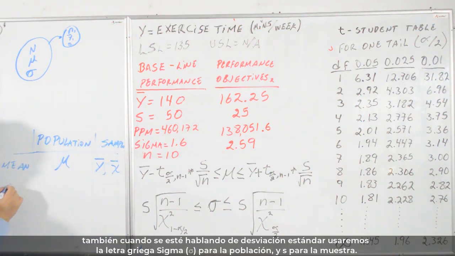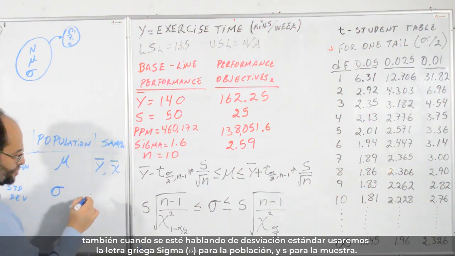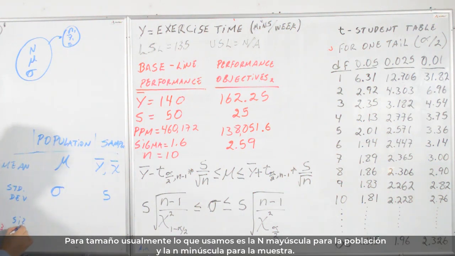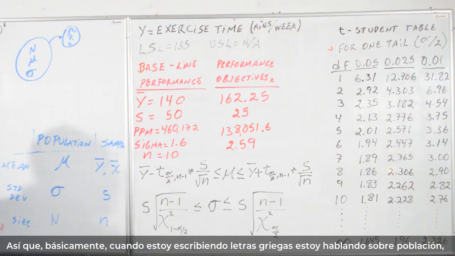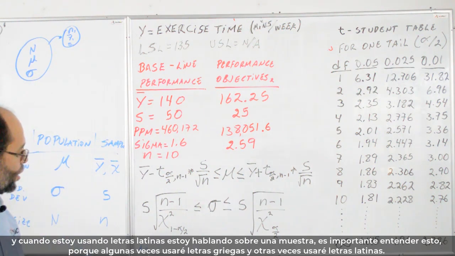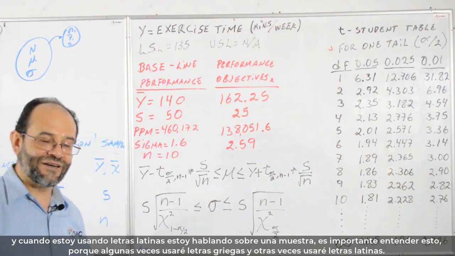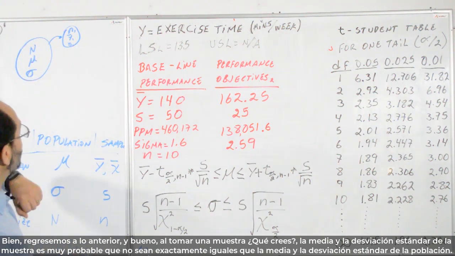And also when you are talking about the standard deviation, we will use the Greek letter sigma for the population, and we will use S for the sample. Also for size, usually we use capital N and small n. Basically, when I'm writing Greek letters, I'm talking about the population, and when I'm using Latin letters, I'm talking about a sample. That's important to understand, because sometimes I'm going to use Greek letters, sometimes Latin letters. Let me come back to this one.